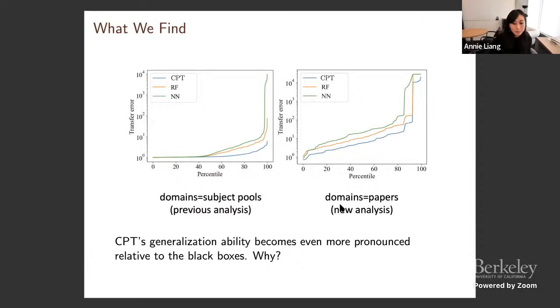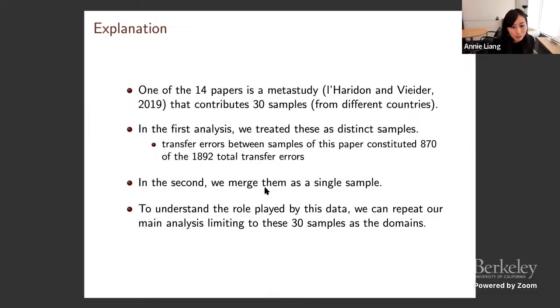So it seems like CPT's generalization ability is actually becoming more pronounced when we're transferring across papers rather than transferring across subject pools. All right, so that's a puzzle. Why is that the case? And so to the best of our understanding, this is what's going on.